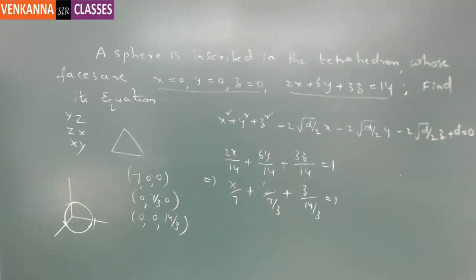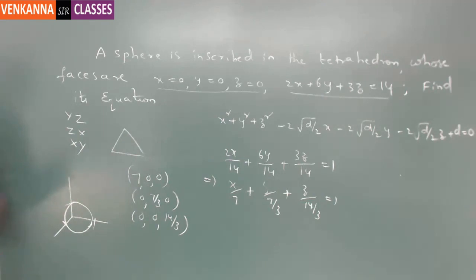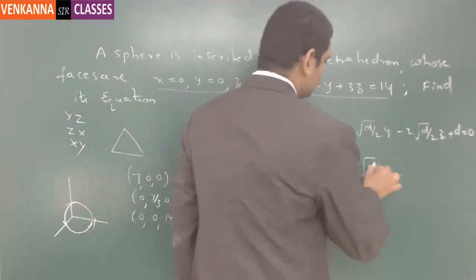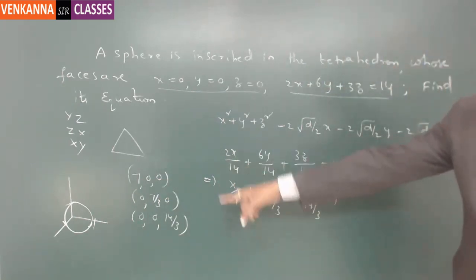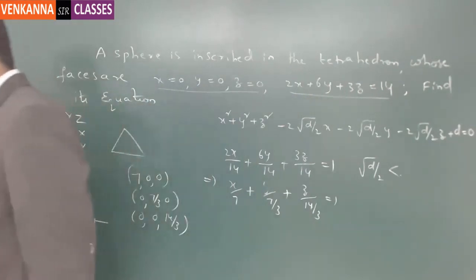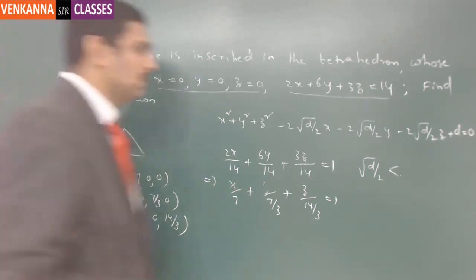Are you getting the thought or not? So what happens, the value of root d by 2 must be smaller than the three values, because you have three different numbers. Otherwise, if the value of root d by 2 exceeds one of them, then the sphere will not fit there. So we have to take root d by 2 less than the smallest among the three intercepts. Among the three intercepts, which number is small? One is 7, one is 7 by 3, one is 14 by 3. Among the three, which one is small? 7 by 3, isn't it? Yes or no? So root d by 2 must be less than 7 by 3.